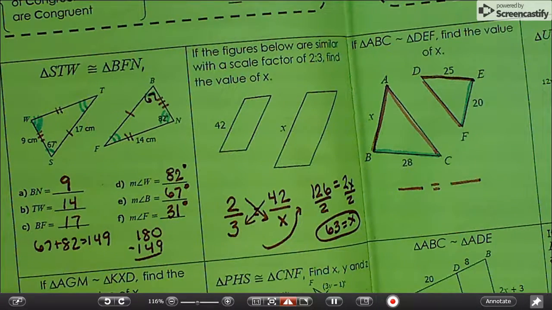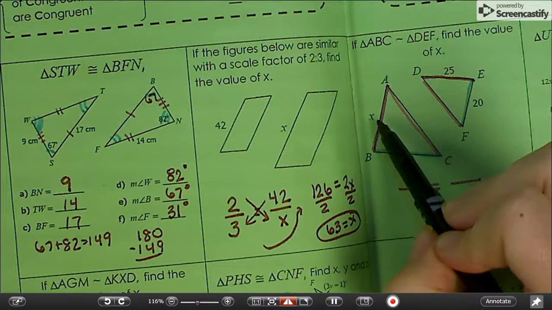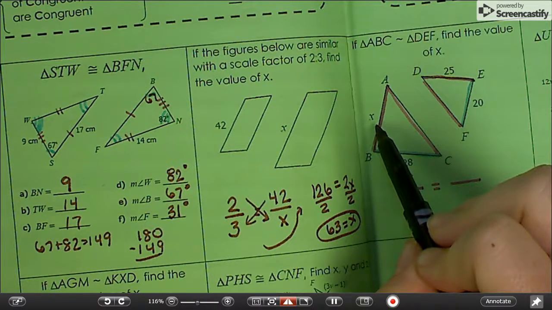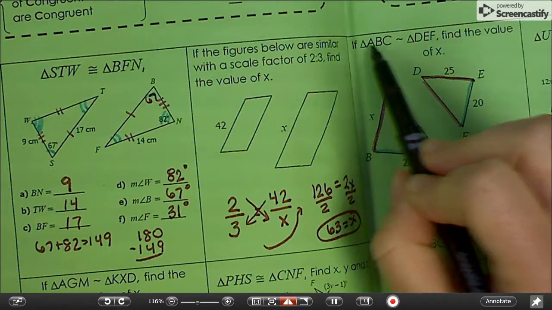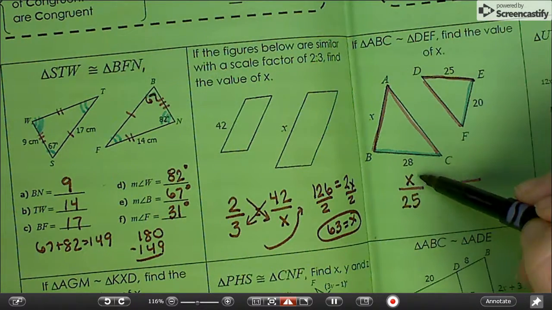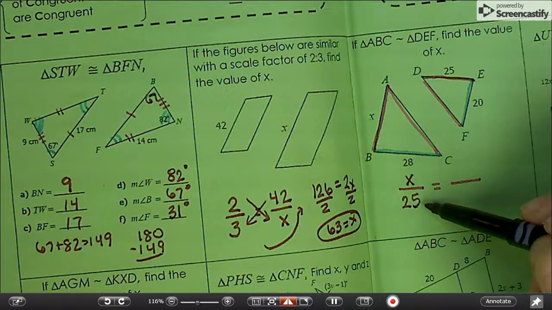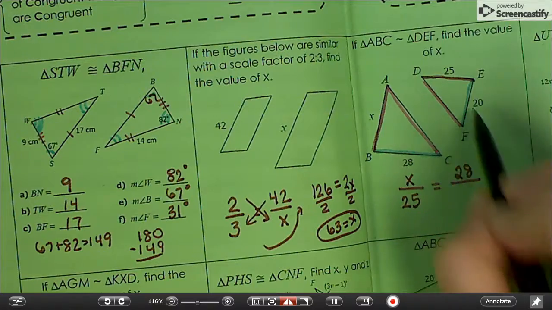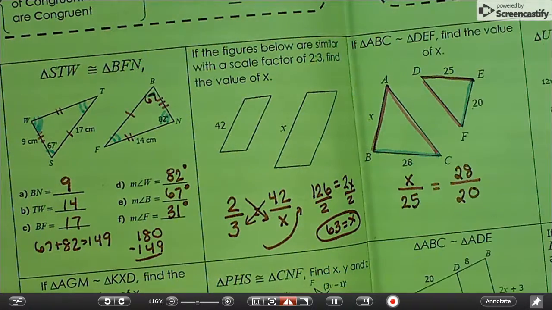And now we're going to fill it in. So we know we're going to need X, which is on AB, and by color, that goes with DE. We can also tell from up here how we did it. So X over 25. This is the big over the small, so we got to make sure we keep doing that. And we use the other number, 28, over the corresponding small side, 20.